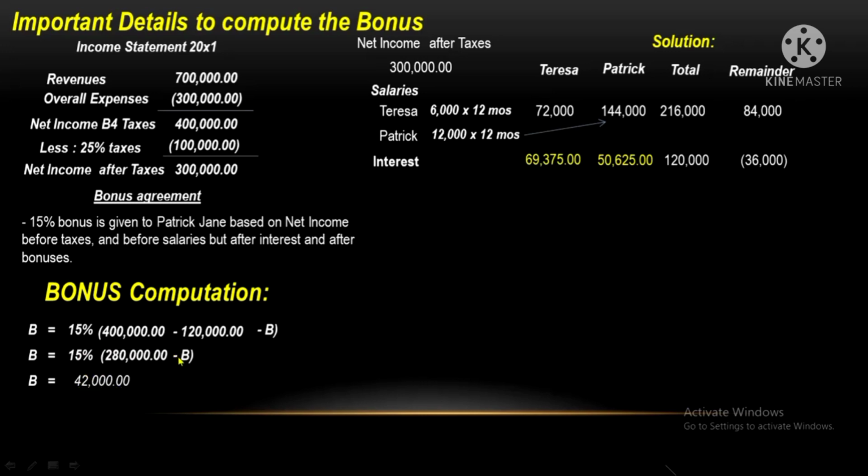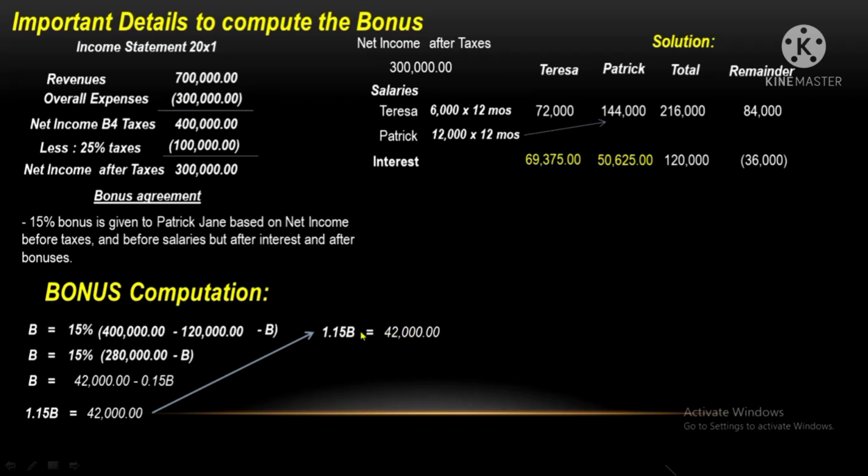15% times negative B equals negative 0.15B. So you need to transpose this negative 0.15B to the left side, and it will become positive. And since there is already a B here, or 1B, so 1B plus 0.15B, we will have 1.15B on the left side, while 42,000 will be left here. So again, we have 1.15B equals 42,000.